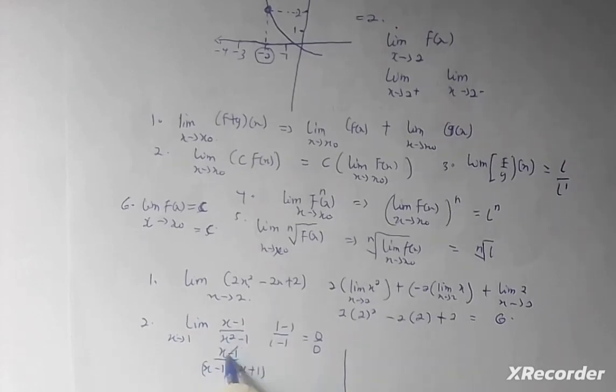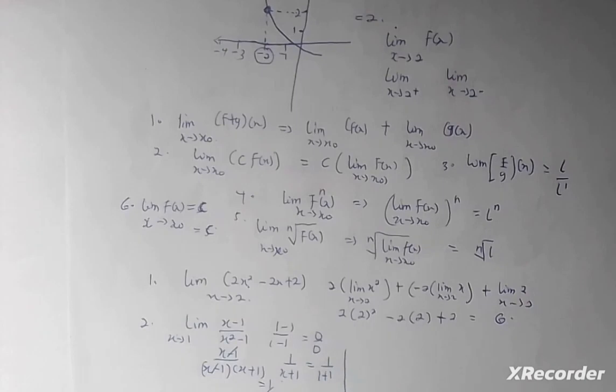Then after this, we'll cancel this, so that I get 1 over x plus 1. So at this point, wherever I see x, I put my 1 here, there, because I said as x approaches 1. So I'm going to get 1 over 1 plus 1, and that will give me 1 over 2 as my limit.